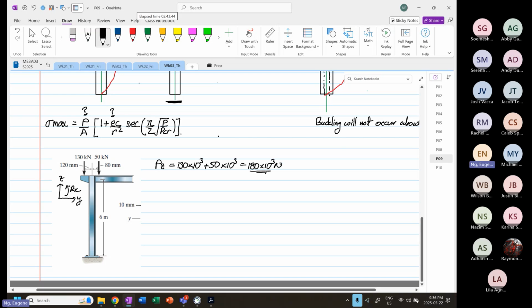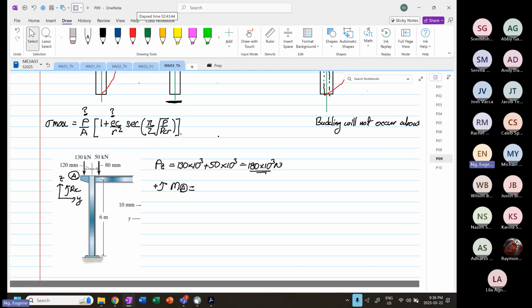So the next thing that we want to calculate, I'm going to call this point A. Anything that is anti-clockwise is going to be positive. So the moment about point A will be equal to, I'm going to take the centroid down here as the center, because I know the distances of 120 and 80 are from this red dot.